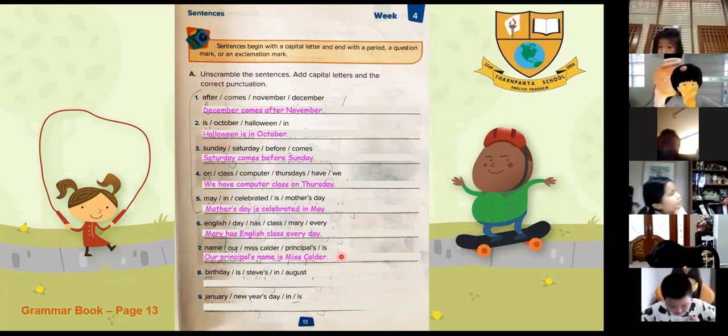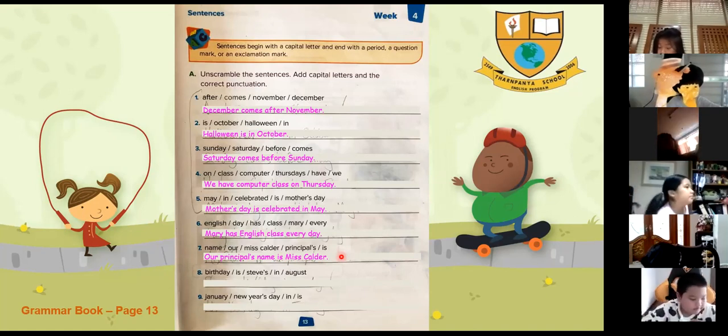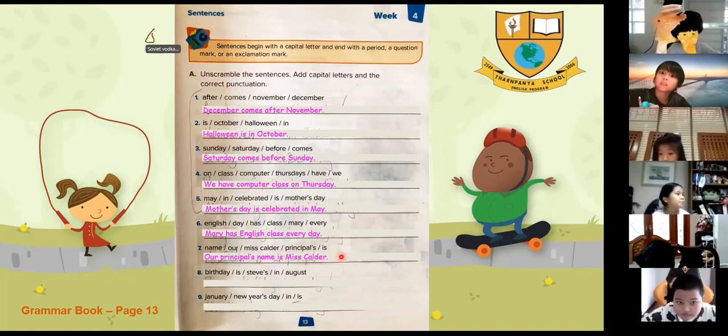I finished already. I finished to number 8.